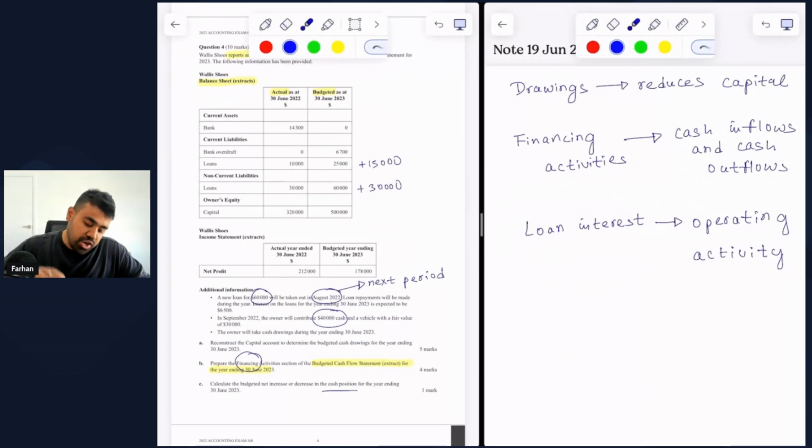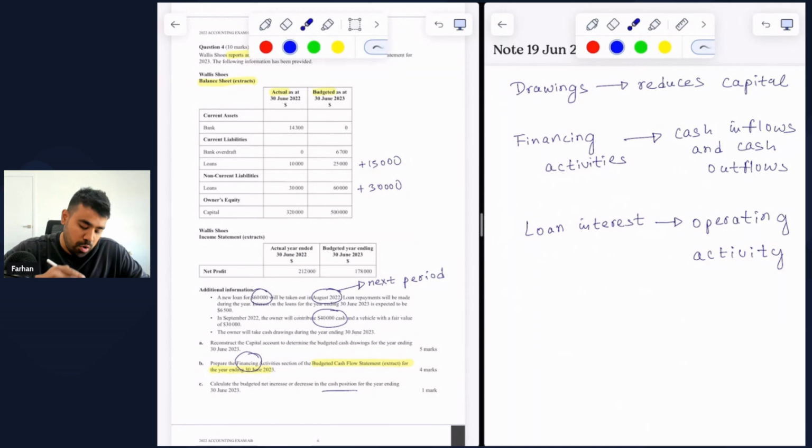So let's find the change first under the current liability section. You can see that between 2022 and 2023, the loan is increasing from 10,000 to 25,000. So the change is plus 15,000 here. If the change is plus 15,000, that means we have taken out more loans, which refers to a cash inflow. Okay, so hold that thought.